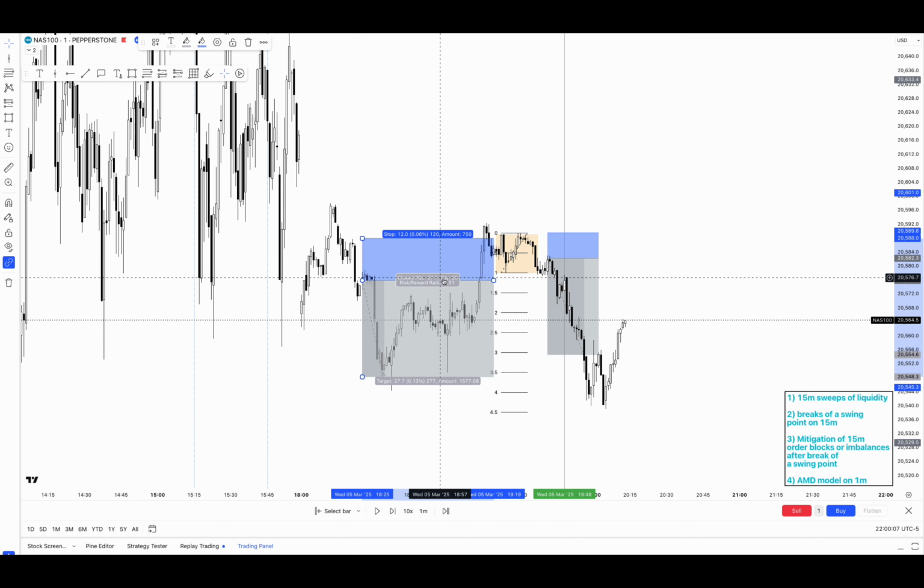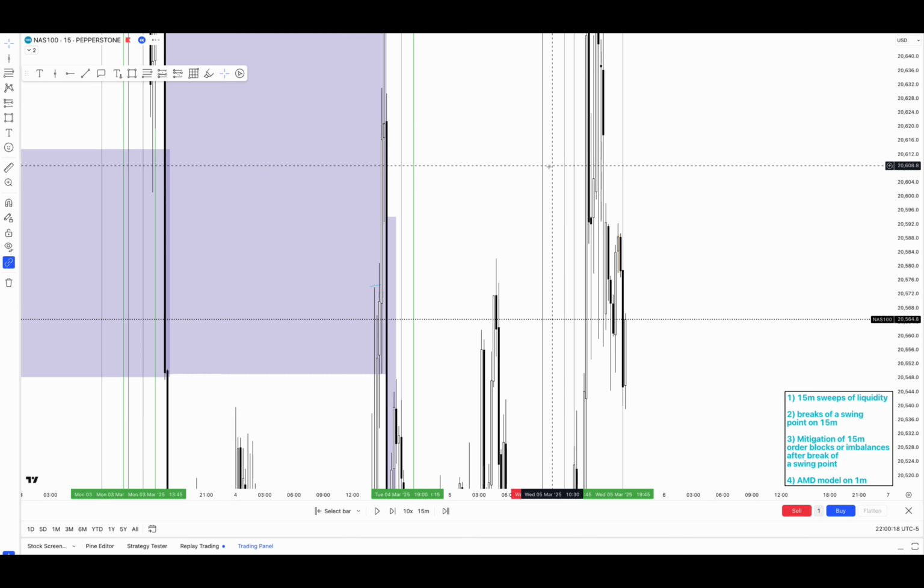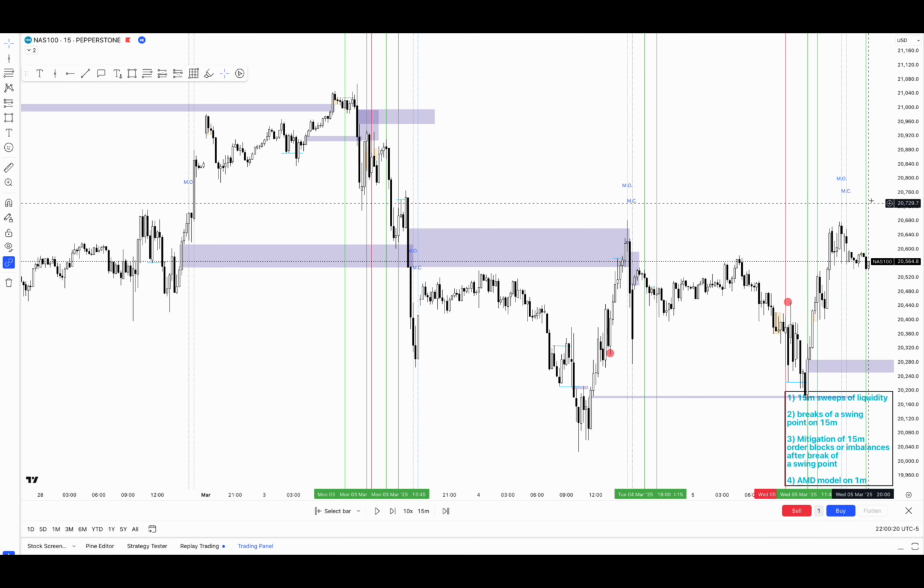It would have gone for the entry here, or stop loss there, I would have said. So it looked like that would have gone through, but I just wouldn't have taken it. So I'm not going to count it because it's just so early in the market open that spreads and fees would have been high. So I'll just pass that.